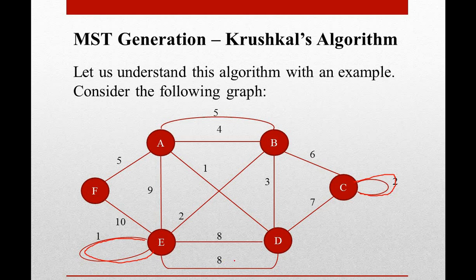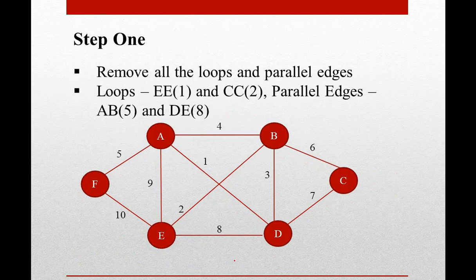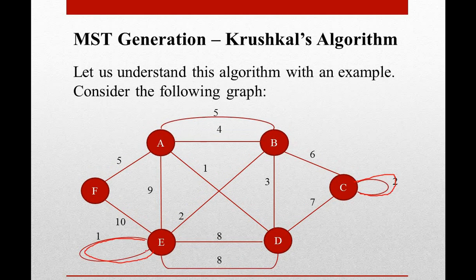So what is the first step of this algorithm? Remove all the loops and parallel edges. So we have to remove this parallel edge and this loop and this loop. So both the loops are removed and parallel edges are removed. The basic question is which parallel edges have to be removed and which one has to be kept. We need to have only one edge between any pair of vertices. So we need to remove all the additional edges. So which one should we keep?